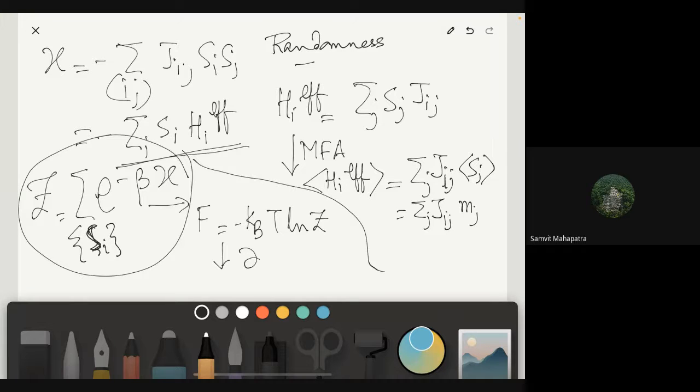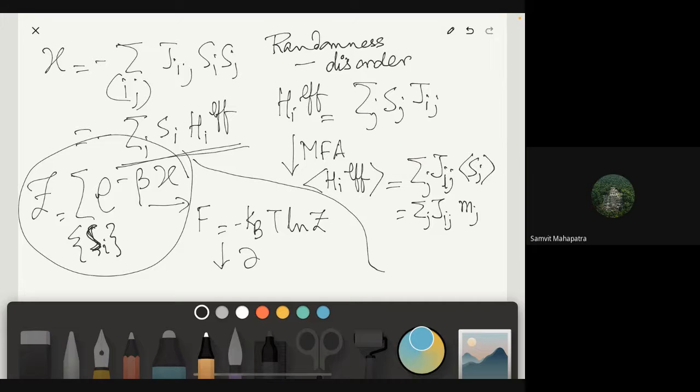So physicists, they like to give names. So they said, no, randomness, I don't like the word. So they use the word disorder. So they said there's a disorder in the system. Disorder means what? What is the ordered case?